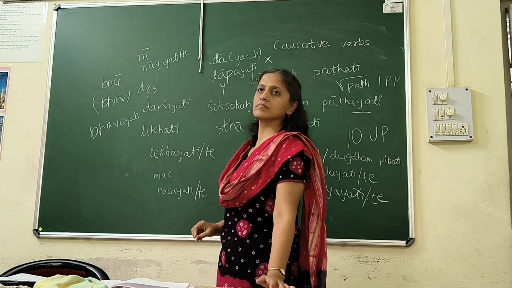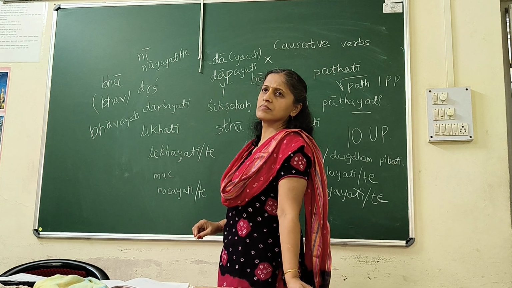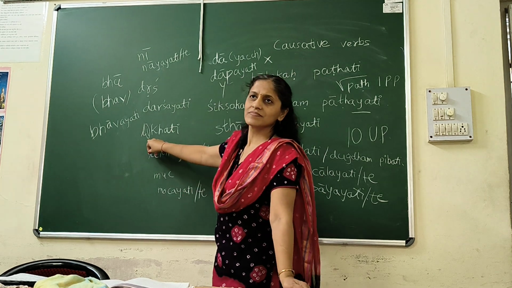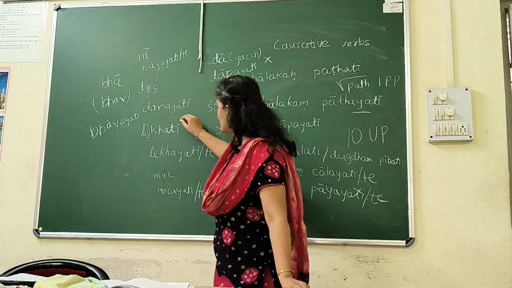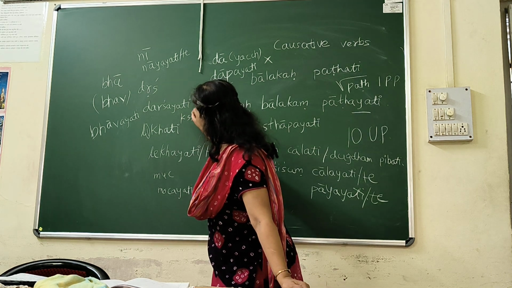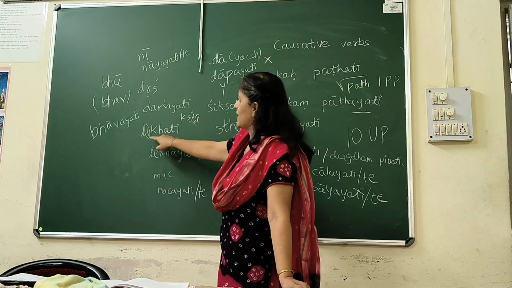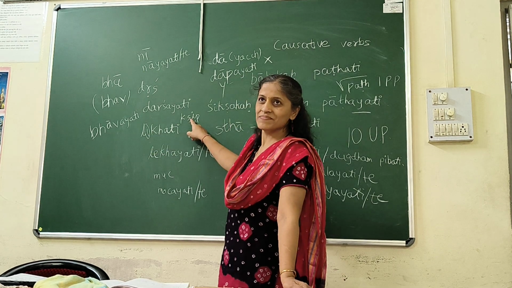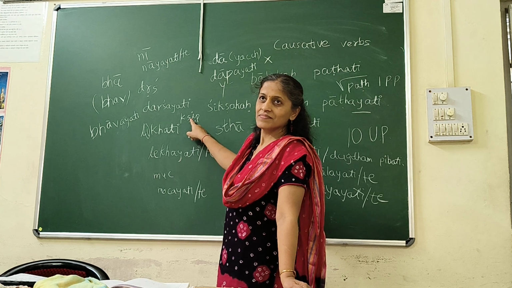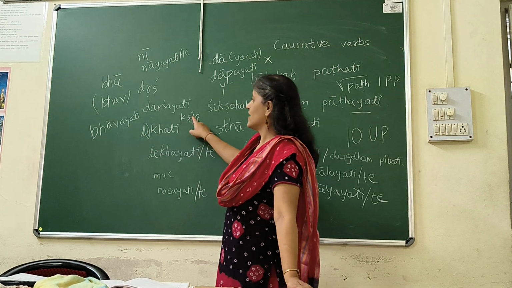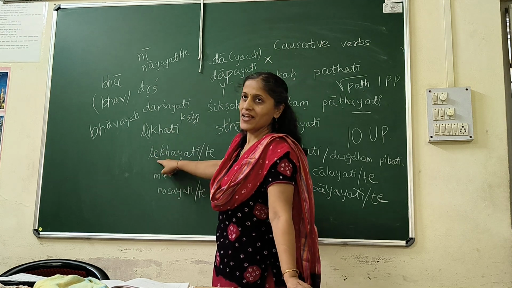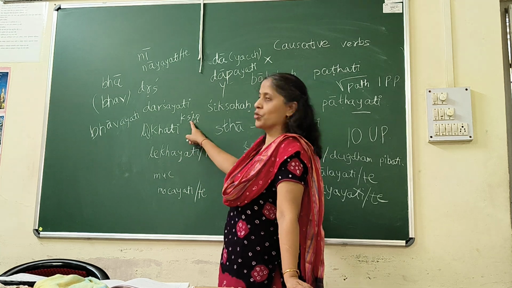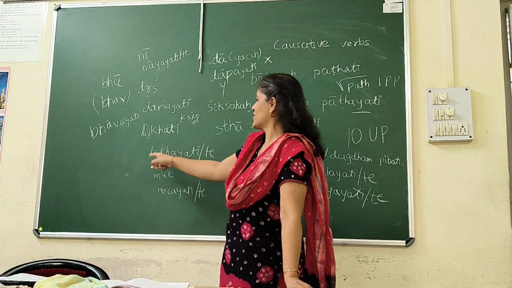The verb kship, to throw. Kship is exactly like likh because kship also has the vowel. E and E, it's the same, the vowel is the same. If the verb has the vowel E, then it changes to A. So kship will change to kshipayati. Kship is to throw. And to make someone throw, then kshipayati.